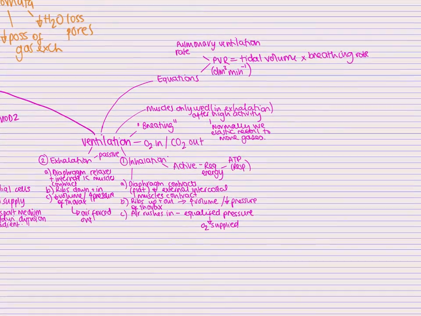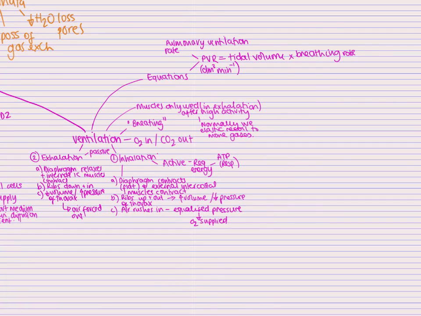And if you're not sure what the tidal volume is, we'll just go over that quickly. It is the volume of air breathed in per breath at rest. And rest means that you are inactive, you're laying down, you're at a standard temperature and pressure of the atmosphere. And that's measured in decimeters cubed. And obviously breathing rate is just how many breaths you take per minute.